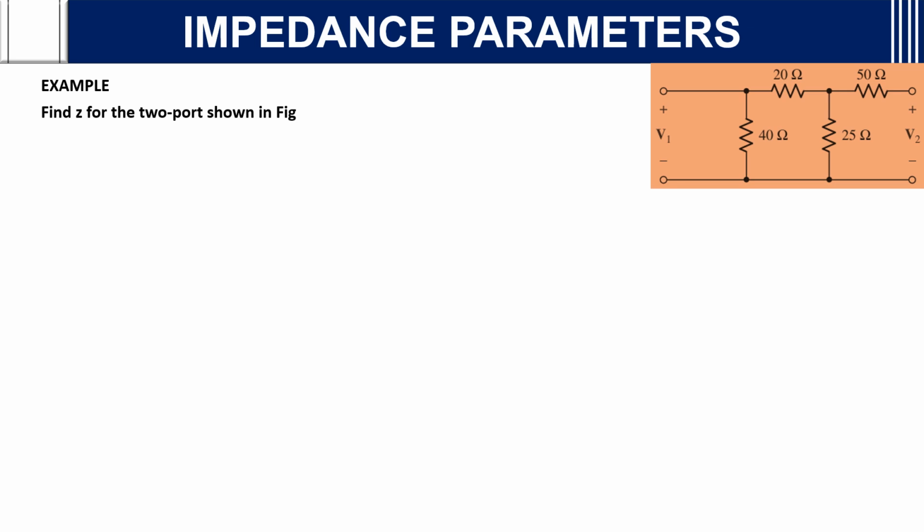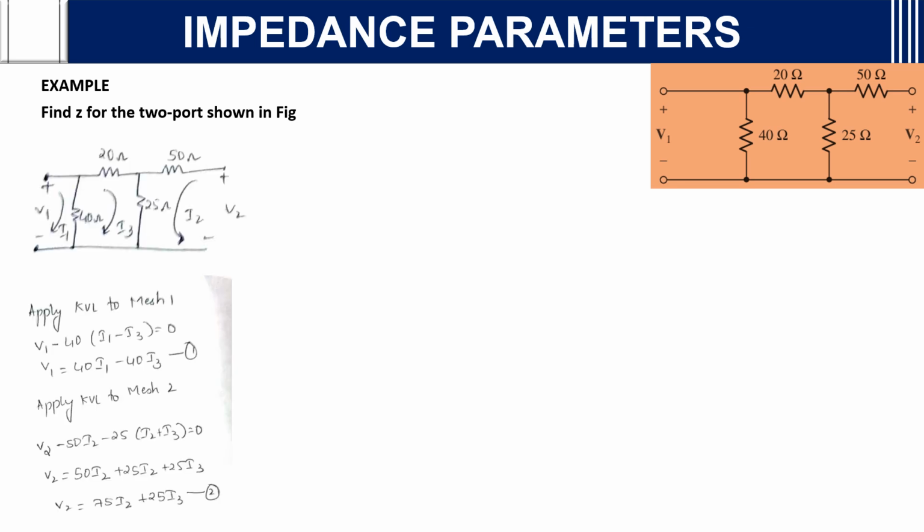Next question. Find the Z parameters for the two port shown in the figure. If you see here, you can consider this as mesh 1, this as mesh 2 and this as mesh 3. After getting all three equations, the mesh 3 equation will have the I3 value. That I3 value needs to be substituted in the first and second equations, so that you get all the equations in terms of I1 and I2. So you can find the Z parameters. We will see how.